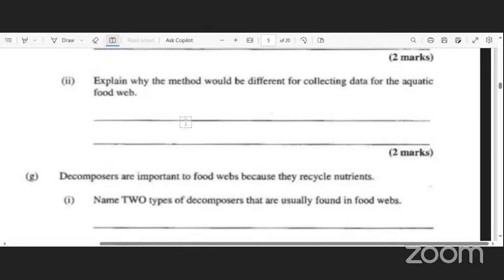Yes. All right. Next question. Explain why the method would be different for collecting data for the aquatic food web. So when we say aquatic, we're dealing with water, right? And compared to terrestrial, how would the method be different? What would be different in this type of method?